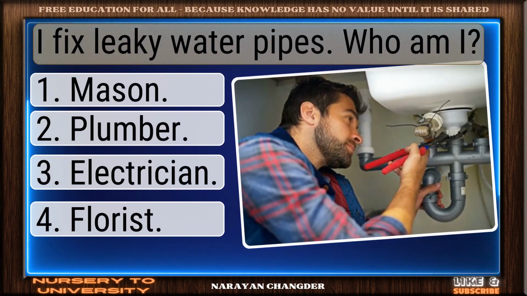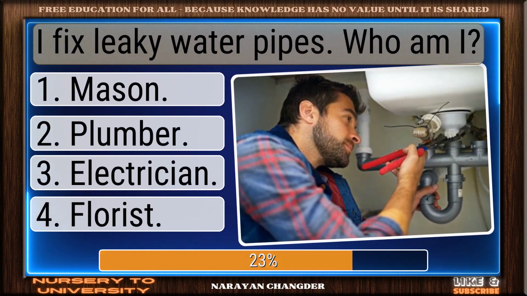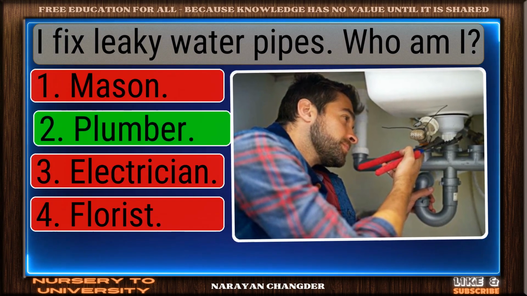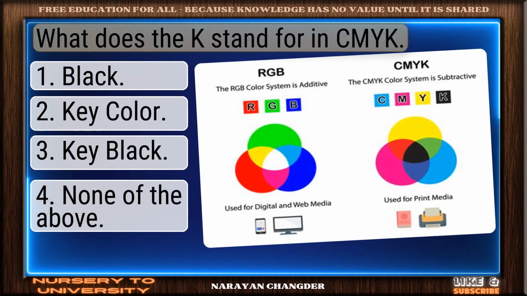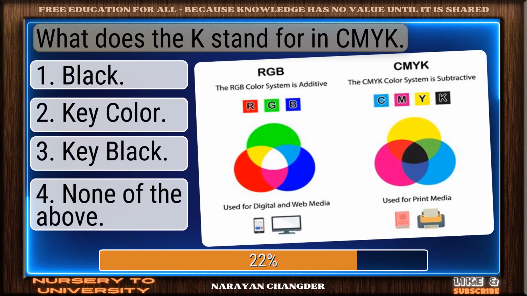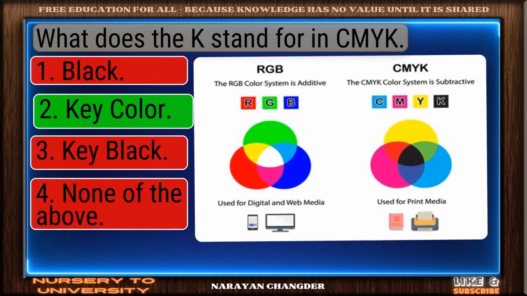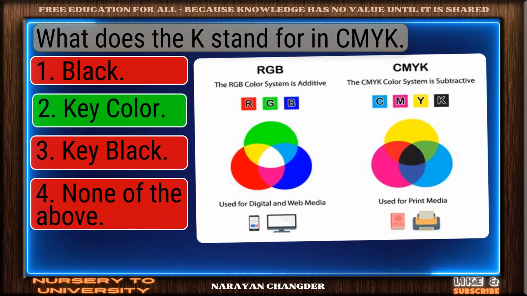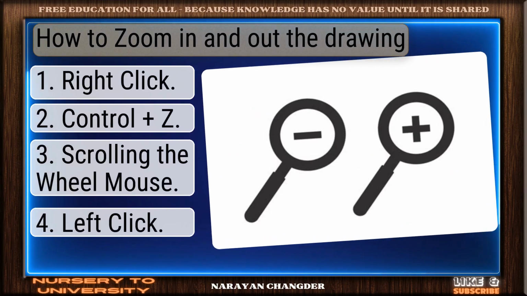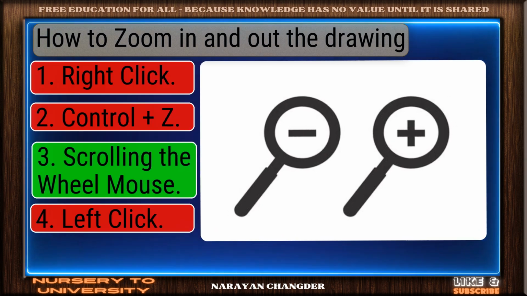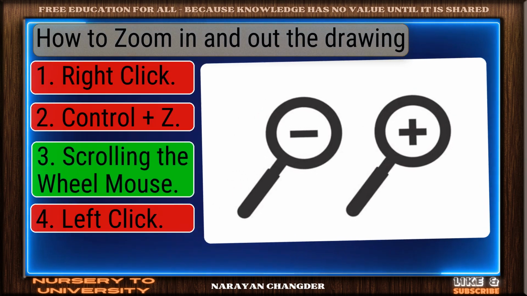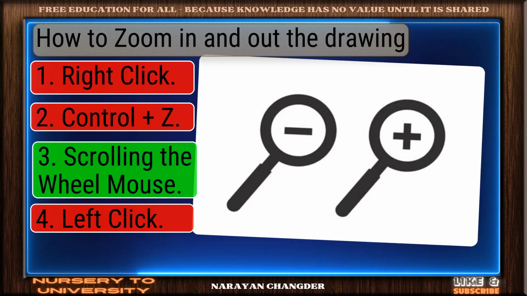I fix leaky water pipes. Who am I? Smart move. Plumber is accurate answer. What does the K stand for in CMYK? Good thinking. Key color is right. How to zoom in and out the drawing. Excellent. Scrolling the mouse wheel is well reasoned.